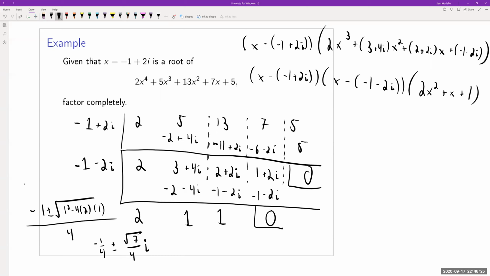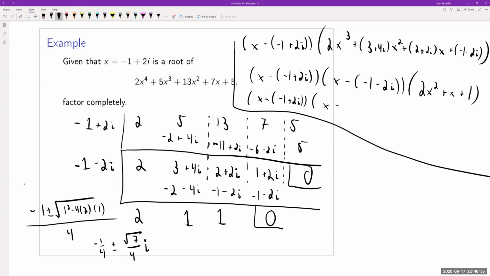And so my final factored form is going to be x minus negative 1 plus 2i, x minus negative 1 minus 2i, x minus negative 1/4 plus root 7 over 4i, times x minus negative 1/4 minus root 7 over 4i.